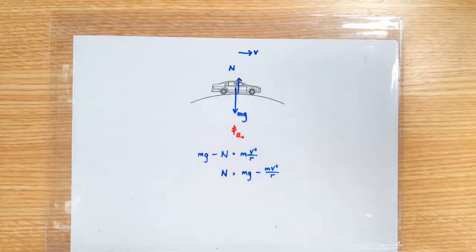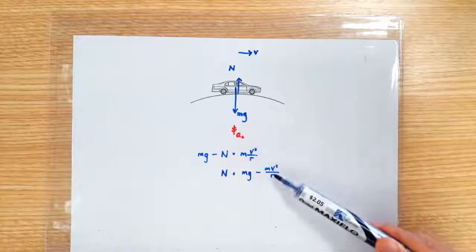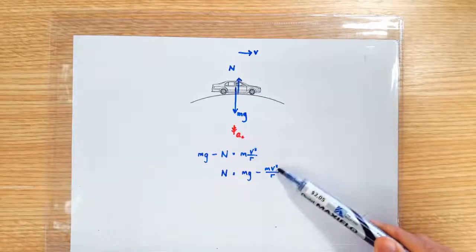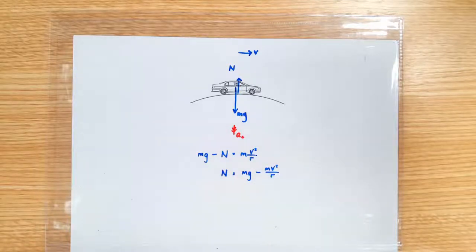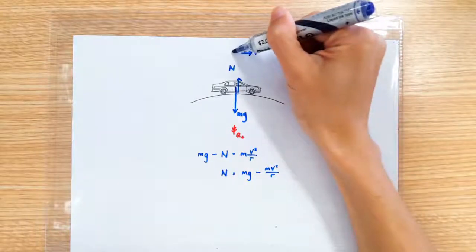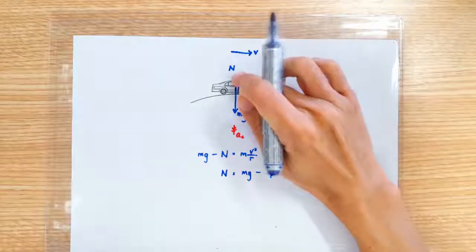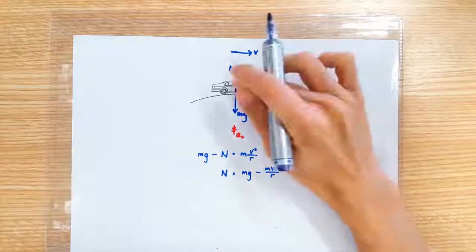the required centripetal force. So if the car were to drive over the hump at a higher speed, then the required centripetal force will become larger and the normal contact force will become smaller. So as the speed becomes faster and faster, the normal contact force becomes smaller and smaller.